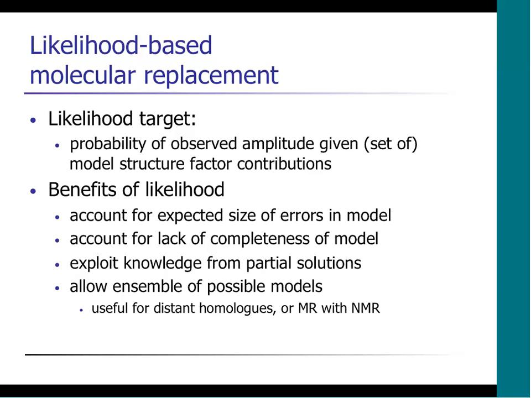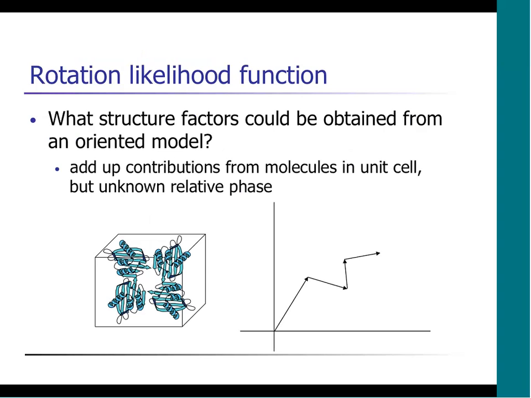So here's one example of how likelihood targets can work, the rotation likelihood function. If we know the orientation of a molecule, here's one molecule in a unit cell, but we don't know its position, we can say there will be this molecule in this orientation, and a symmetry-related molecule in a symmetry-related orientation, and other molecules, but we don't know their positions. If you know the orientation, you can calculate what the structure factor would be for that contribution to the total structure factor, but you don't know its overall phase angle.